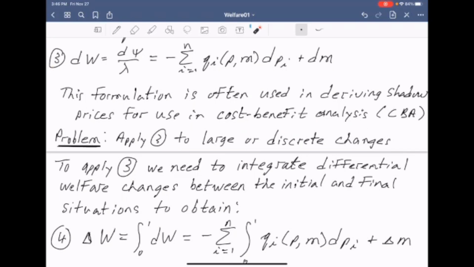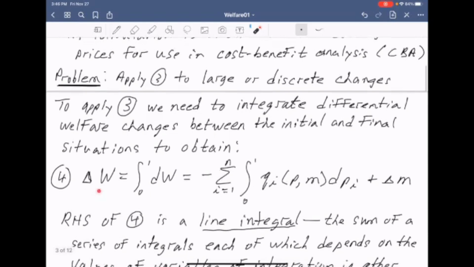The problem is that if we try to apply this particular equation to large or discrete changes, so instead of having a dw, we have a delta w, we need to integrate differential welfare changes between the initial and final situations. We obtain the following: the change in welfare is the integral, and I know that many of you haven't taken integration yet, but just go along with this, the integral, so the area underneath a welfare function from 0 to 1. So it's a discrete welfare change, and that's equal to minus the sum of all of these individual changes, but over an area of not a small price change, but a significant price change, plus the change in income that may or may not occur.